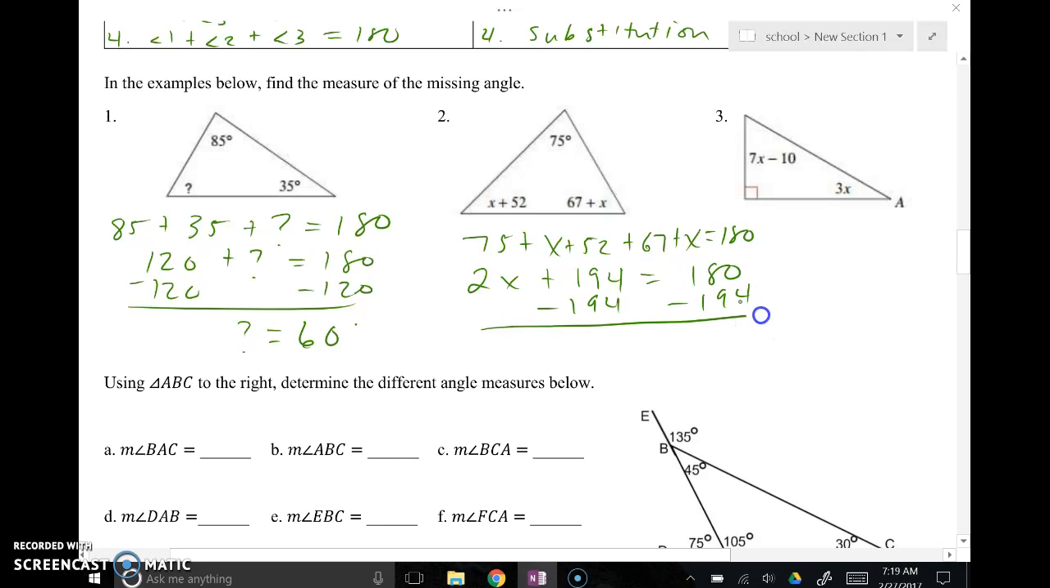I'll subtract 194 from both sides. And I know a couple of you are starting to freak out a little bit because you know you're going to end up with a negative number here, negative 14. If I divide both sides by 2 to get x by itself, x is equal to negative 7. Well, remember, the angle measure is not negative 7, x is negative 7. So I could substitute this back in and still have positive angle measures, and they all add up to 180 degrees.